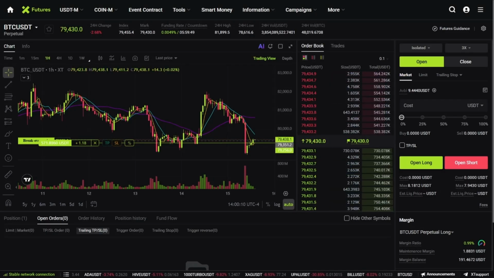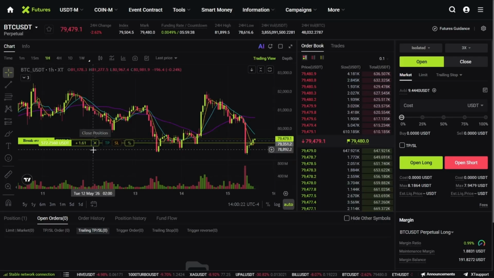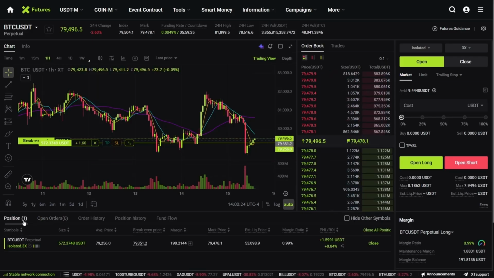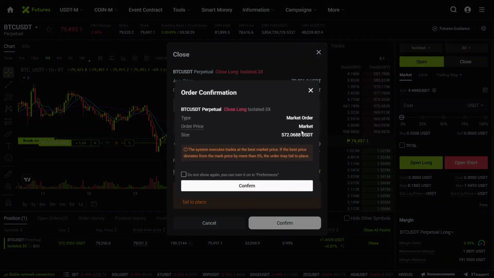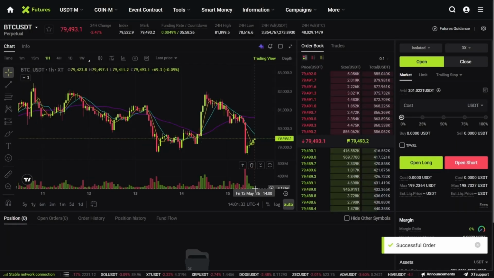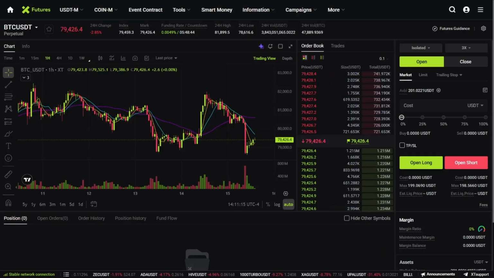To close our full position, we have a couple options. We can close it from the order panel. We can close it from the chart by just clicking on this X right here, or under position, we can close. If we had multiple positions, we could also use the close all positions option. We are just going to click close, and we're going to close our full position with a market order. Go over our details and then confirm. We have successfully closed our order, and that's pretty much all for this tutorial.